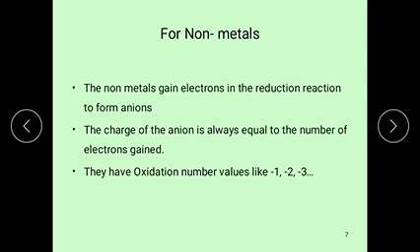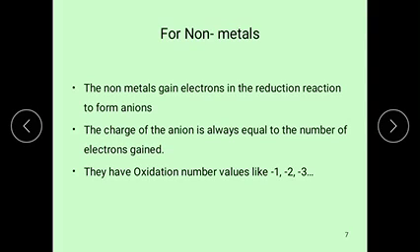In the case of nonmetals, we already discussed this in the reduction reaction topic. When a nonmetal gains electrons, its oxidation number is reduced from 0 to -1, -2, etc., or negative values.